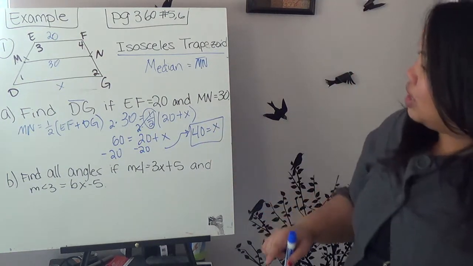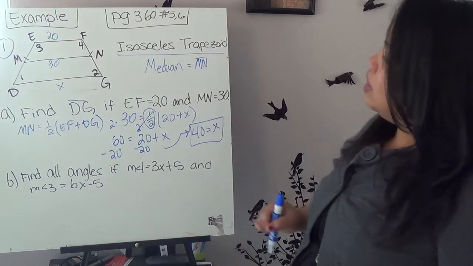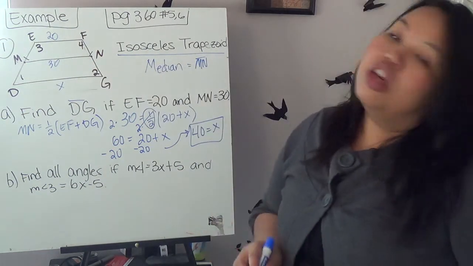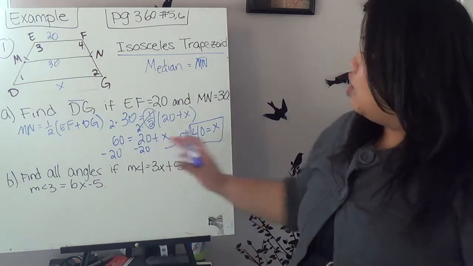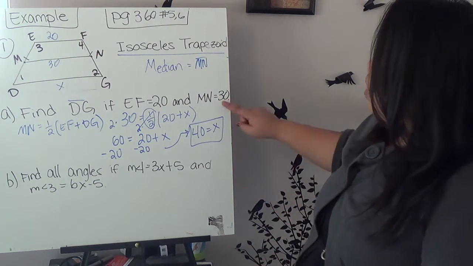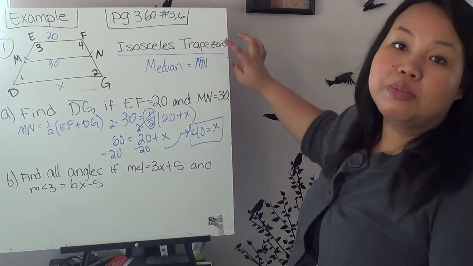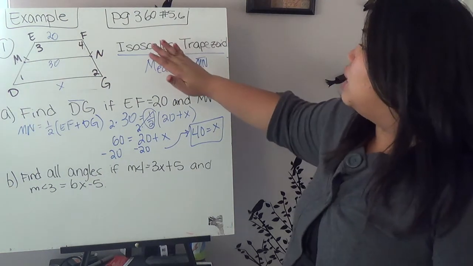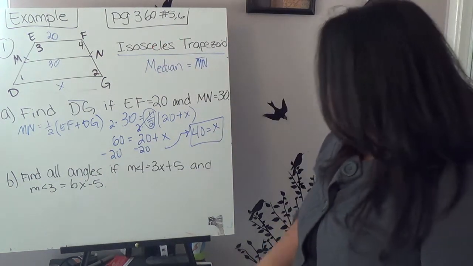And I can easily check that. If I add 40 and 20 together, it gives me 60. I divide that by 2, and that gives me 30. So I know for sure that that's correct. And this property works because it tells me that it's a trapezoid. So even if it told me it's not an isosceles trapezoid, I can still apply this.